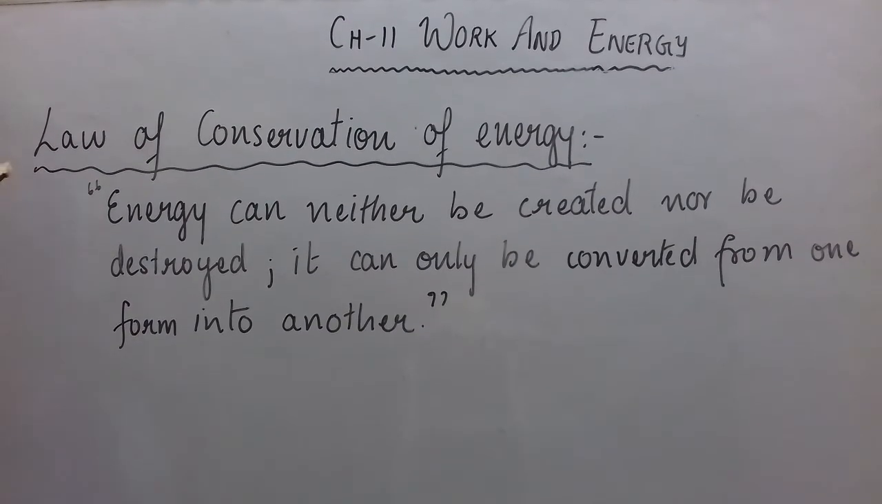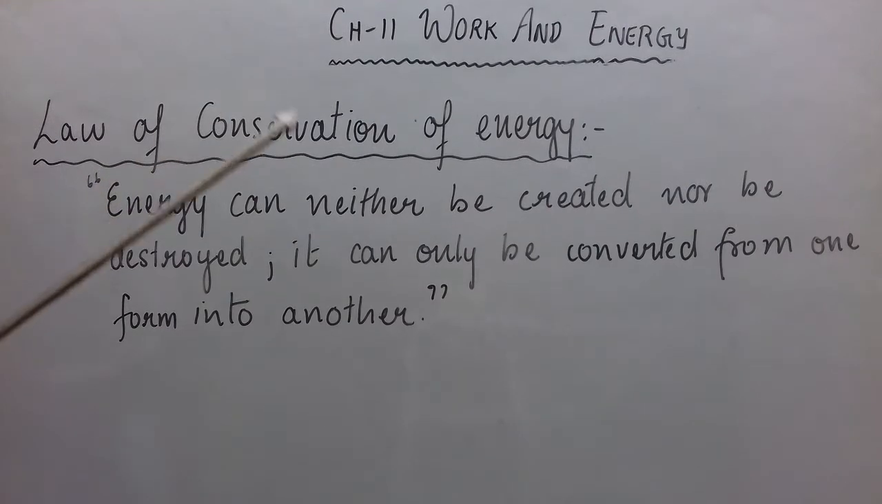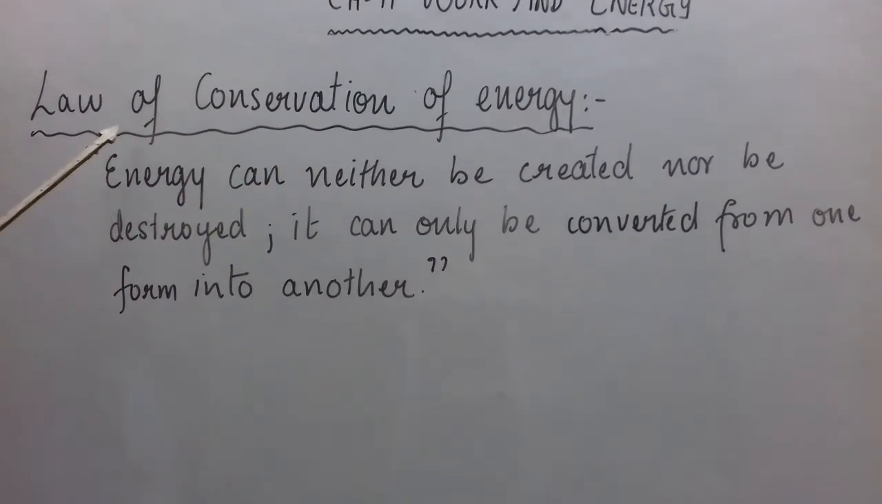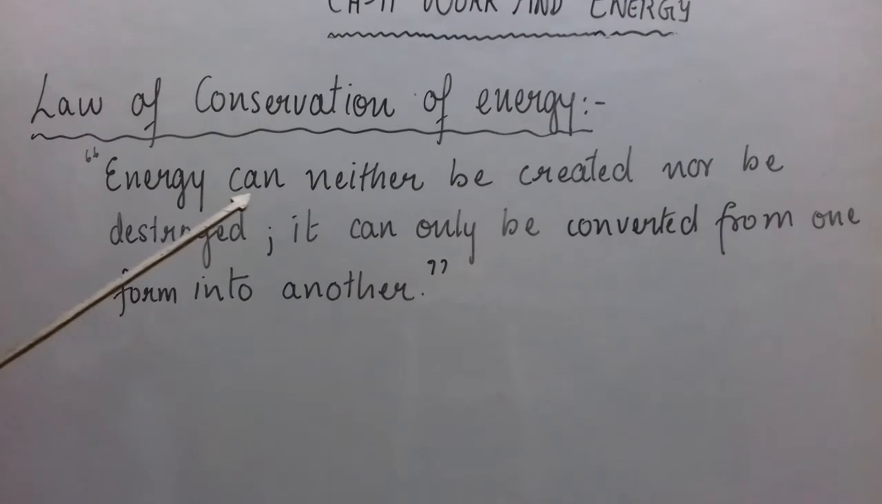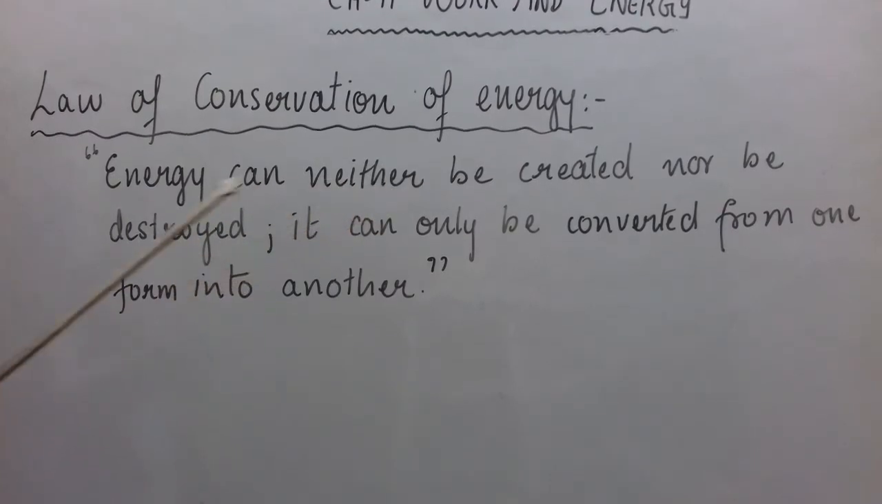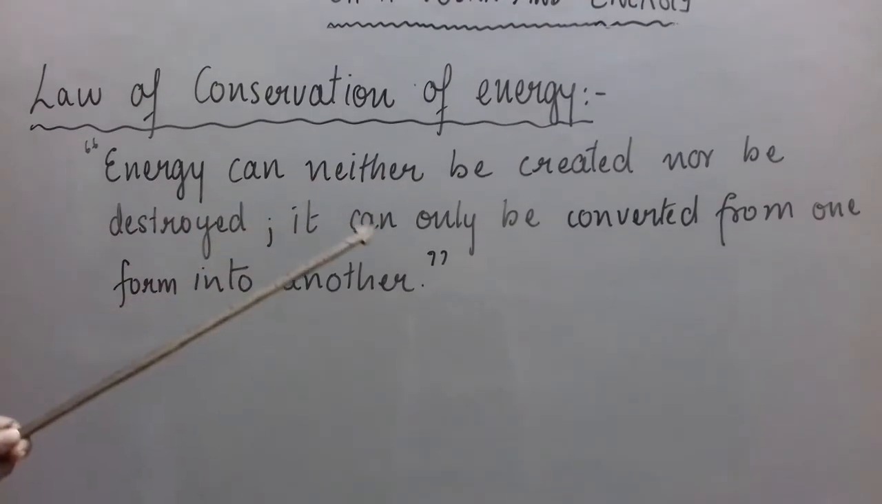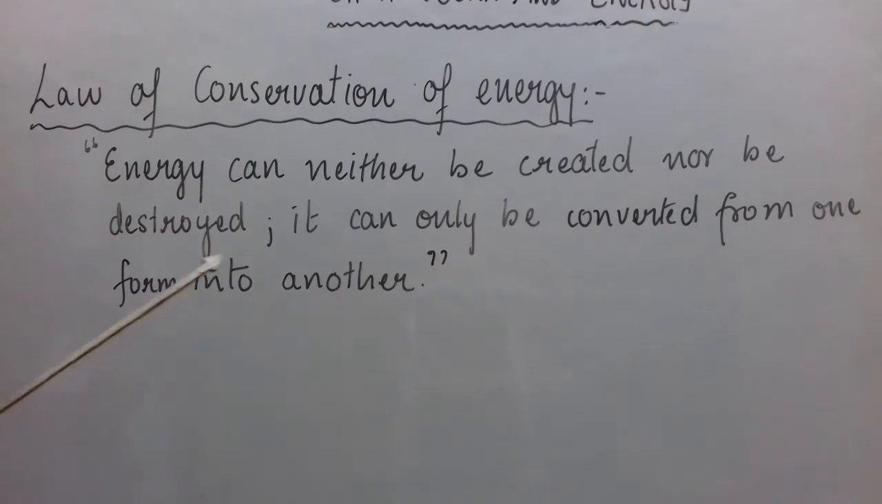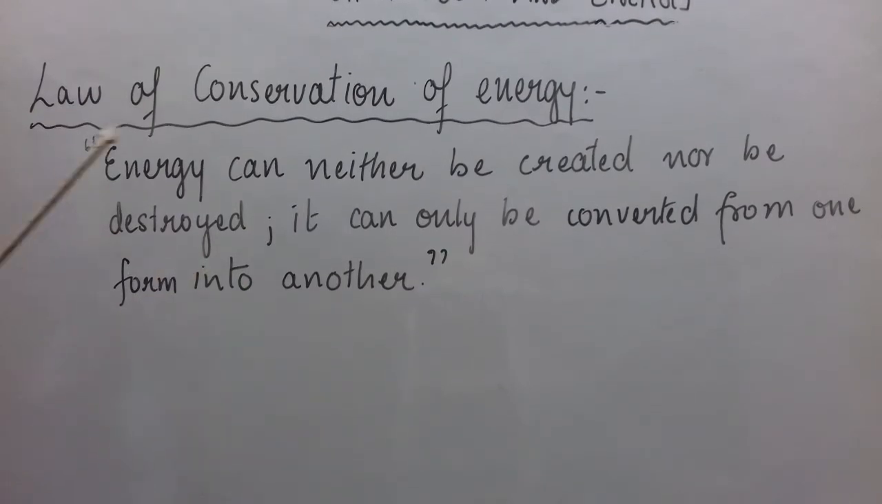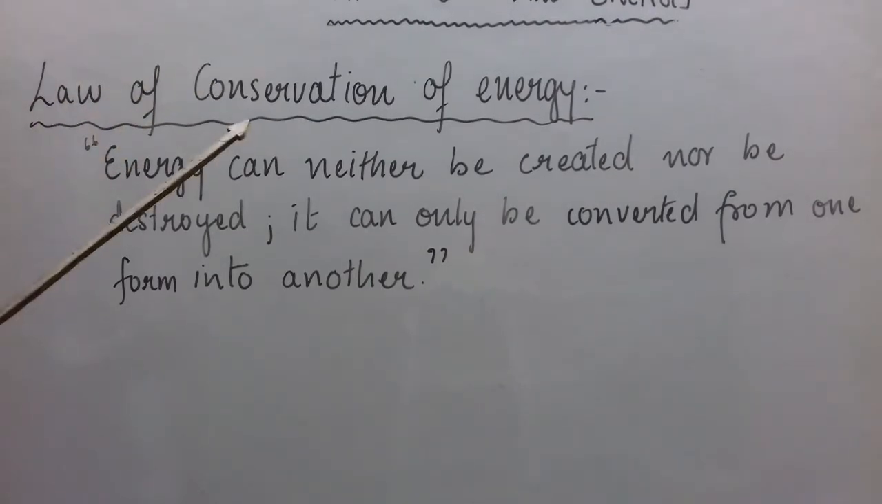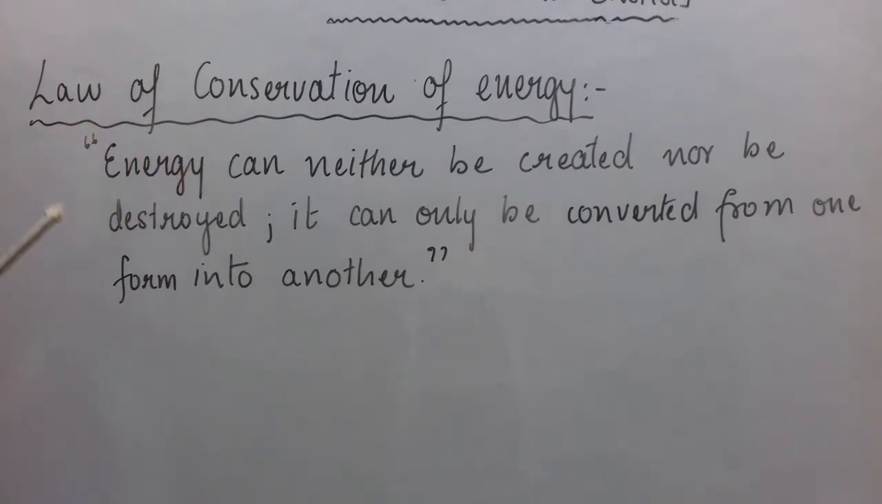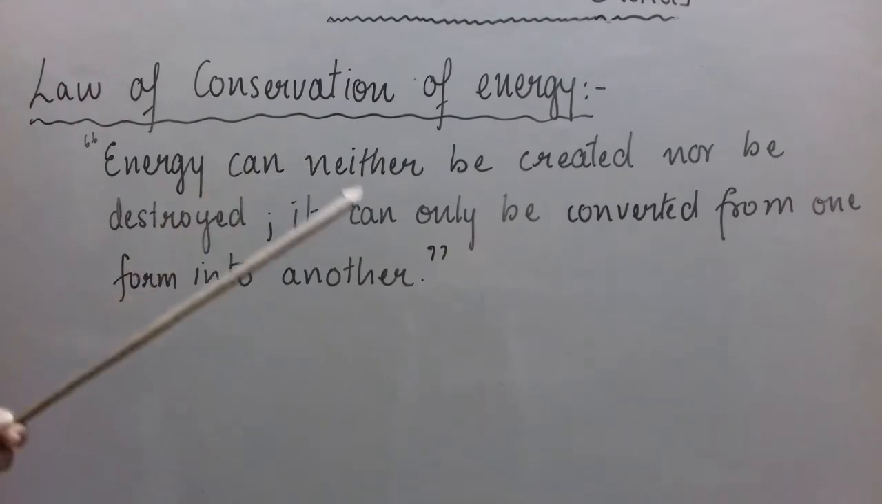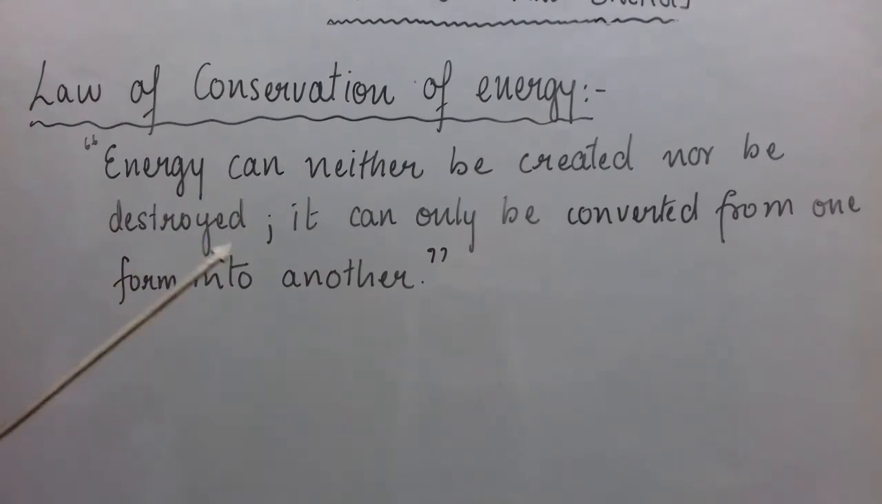So here we have the law of conservation of energy. According to this law, energy can neither be created nor be destroyed. It can only be converted from one form into another. So remember, a very important statement: the law of conservation of energy, according to which energy cannot be created or destroyed. It can only be converted from one form into another.